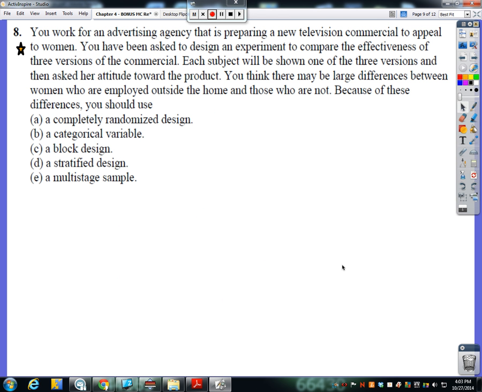All right, 8. You work for an advertising agency that is preparing a new television commercial to appeal to women. You have been asked to design an experiment to compare the effectiveness of 3 versions of the commercial. Each subject will be shown one of 3 versions and then asked her attitude toward the product. You think there might be large differences between women who are employed outside the home and those who are not. Because of these differences, you should use, well, if we think there's going to be a difference between 2 groups, we would definitely want to split up those women.